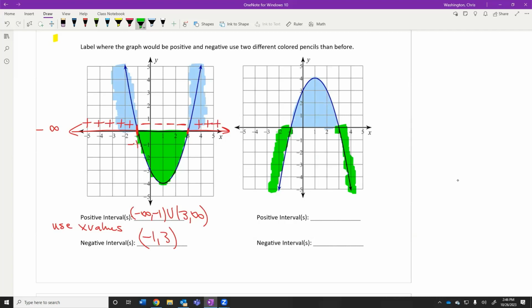So how would we write those? Literally just the opposite of what we did for the first one, but I'm going to do it in inequality notation, just so you can see that again. The positive interval in this case would be -1 is less than x is less than 3. Everything between -1 and 3.